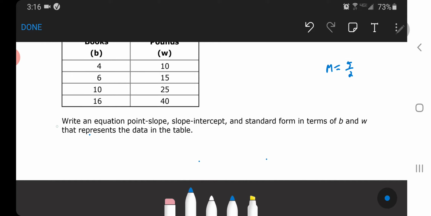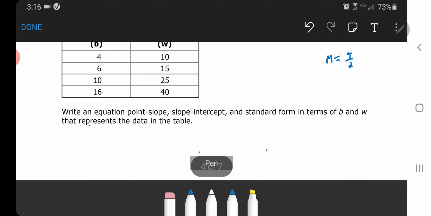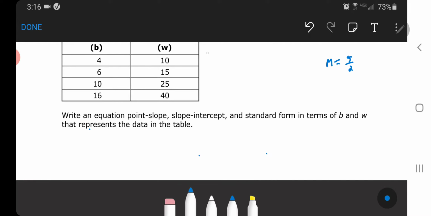Once again, if you remember, that's y. Oh, let me give myself some room here. Sorry guys, let's see here. Point slope form. I'll write it up here. Remember, that's like y minus y1 equals m times x minus x1.